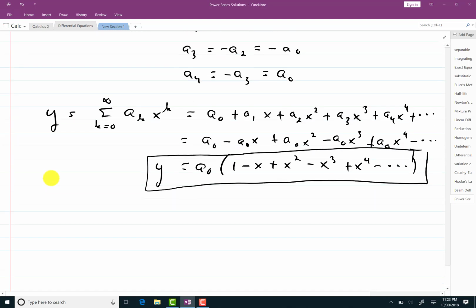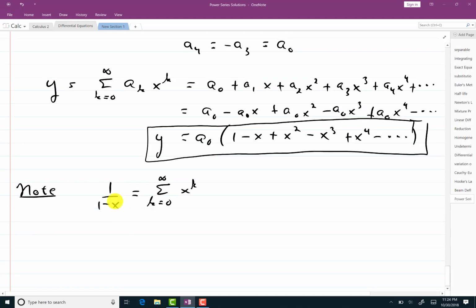Now, I thought you might find this interesting. Let me just do a note. This is not crucial, but here's a note. If you look at the series, 1 over 1 minus x equals the summation k equals 0 to infinity x to the k. If I wanted to make this into an alternating series like I have here, right now this is the same series except it's all pluses where this has alternating signs. I could instead replace x with negative x.